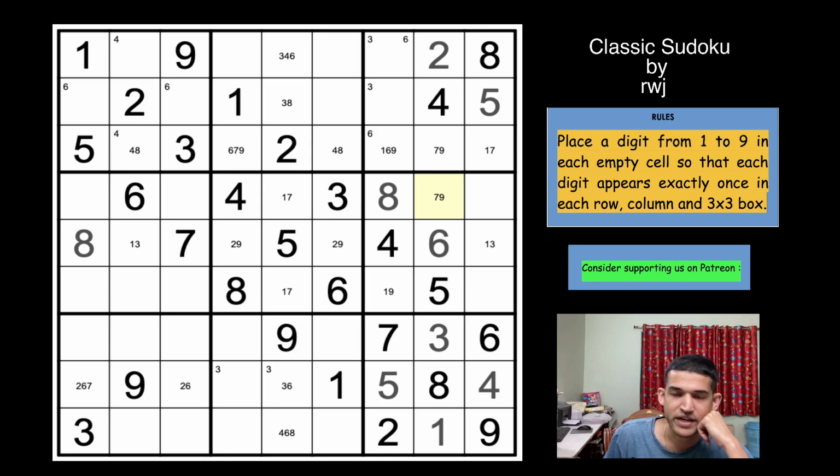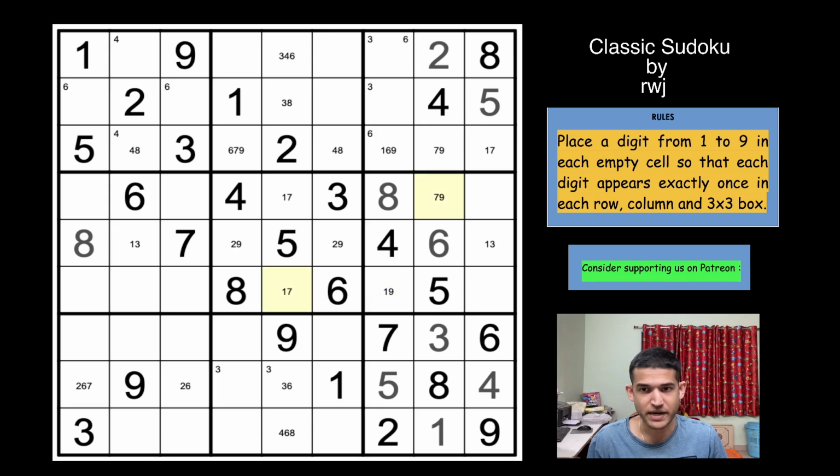And when you do that, you identify a hinge cell. So that cell is the one which sees the other 2 cells. And the other 2 cells are the wing cells, right? So this cell is seeing both of these 2. So this is the hinge cell and these 2 are the wing cells.